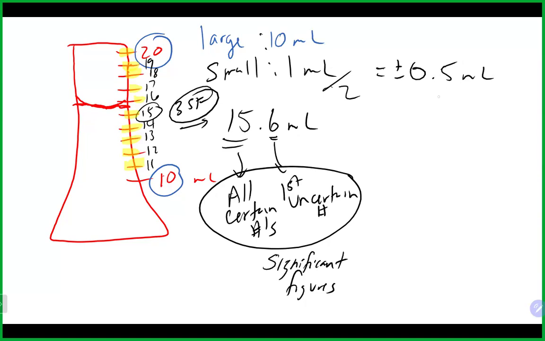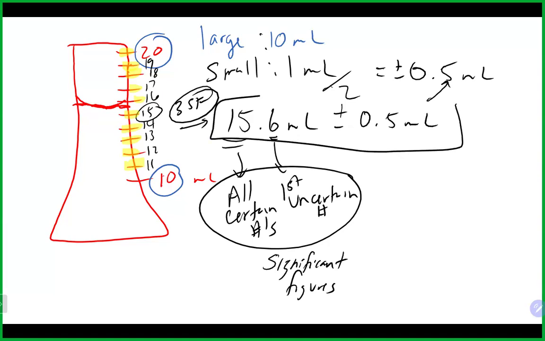It will also tell you how far you should take your reading. If you feel really confident about what the smallest markings represent, you can divide it by 2, and that tells you how far to take your reading, which in most cases is one more place to the right of the smallest marking. We can add that to our measurement, plus or minus 0.5 milliliters, to give us our proper measurement here. Any questions on that?